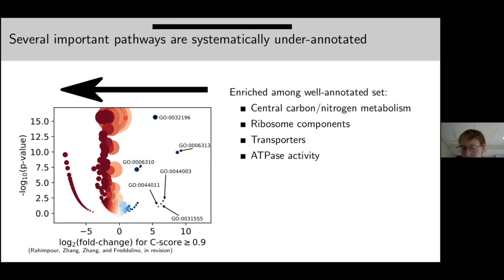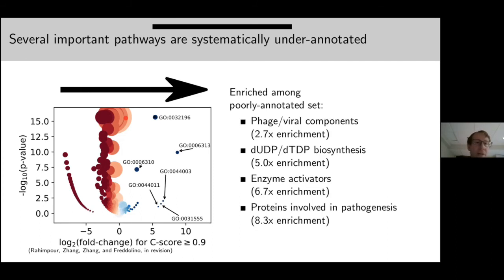Not surprising. Now, the interesting side of things comes if we look at GO terms that are enriched among the poorly annotated set of proteins. And when we do this, so these are the GO terms over here, we see enrichments of things like phage components, likely coming from prophages in the genome, things involved in particular nucleotide metabolism, enzyme activators, and the highest enrichment is for proteins involved in pathogenesis. This is very interesting because we are not only identifying unknown protein functions, but we're finding things that are probably involved in pathogenesis in these proteome-wide screens.